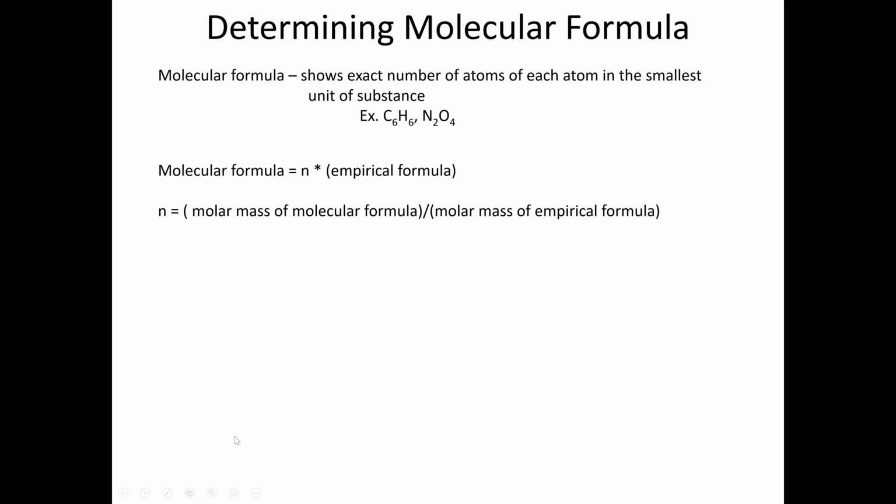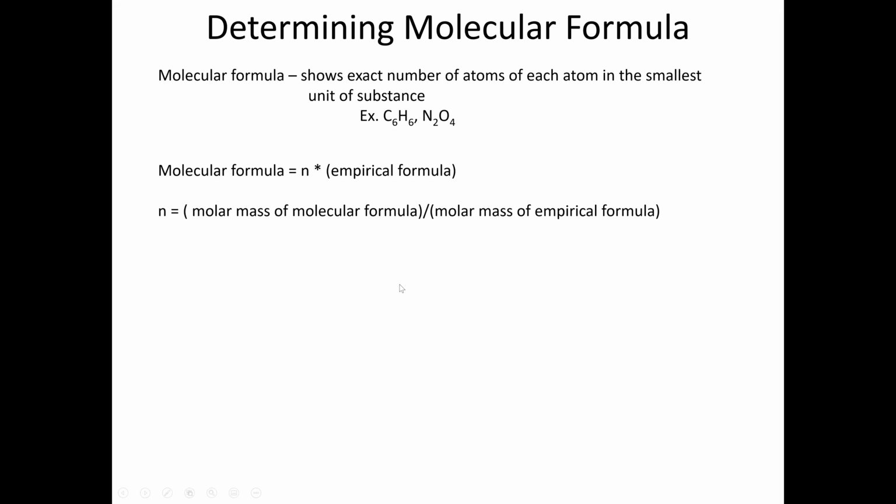With molecular formula, as I said earlier, it shows the exact number of atoms in a substance. Usually the common multiple between the elements in the formula is not 1, but it could be 1. Sometimes it is, but a large chunk of the time it's not 1. And so how do we find the molecular formula? Well, we just add one extra step to the end of the empirical formula process.